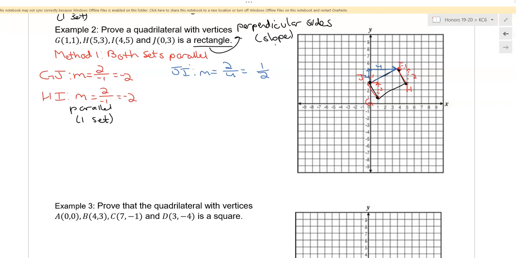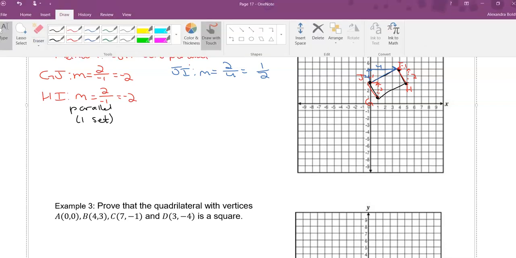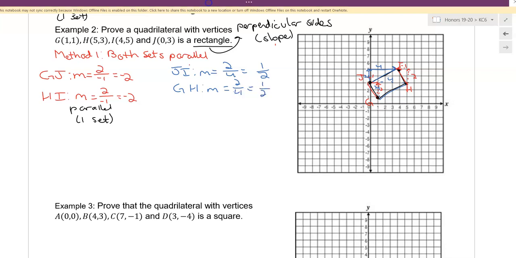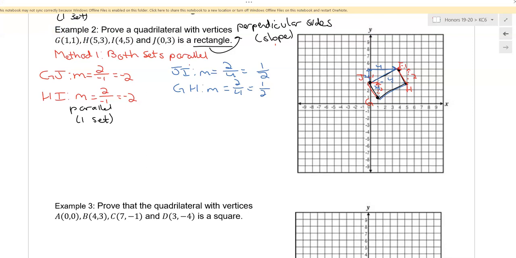Hold on. The same thing with G to H. I'm going up 2 over 4. Again, just be careful with your counting. It's very small, right? So we have to be careful. Again, colors could help, which is also 1/2. Okay, so that is parallel. One set. So yes, it is a parallelogram. All my 2 opposite sides are parallel.